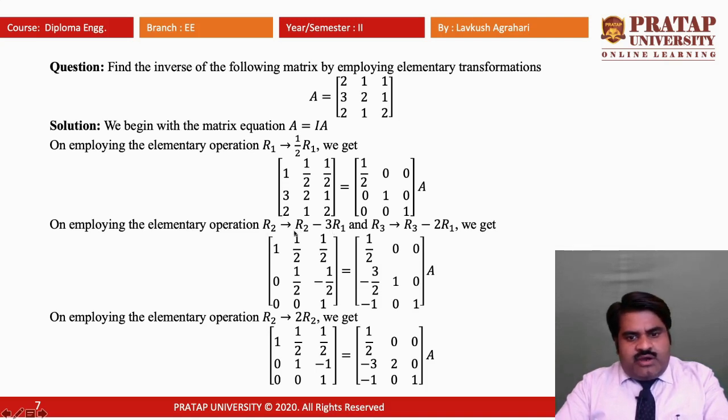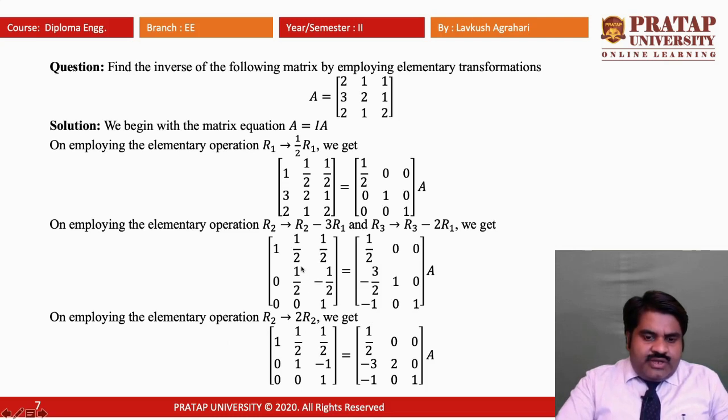R2 is replaced by R2 minus 3R1. R3 is replaced by R3 minus 2R1. On implementing these operations, we get 0, 0 on the position 2, 1 and 3, 1. Also, the same operation is reflected in the matrix lying on RHS side, and we get the elements 1 by 2, 0, 0 of the first row. In the second row, we have minus 3 by 2, 1, 0. In the third row, we have minus 1, 0, 1.